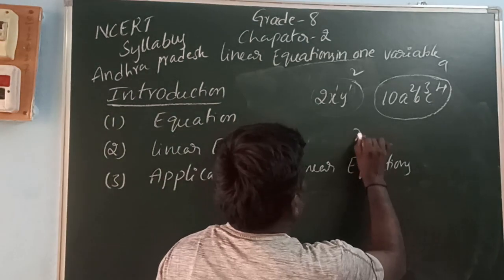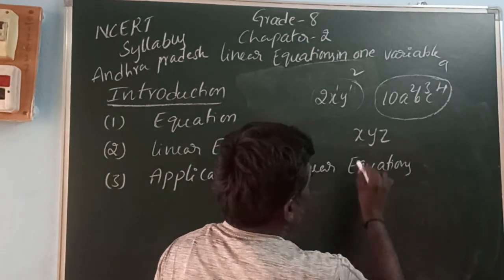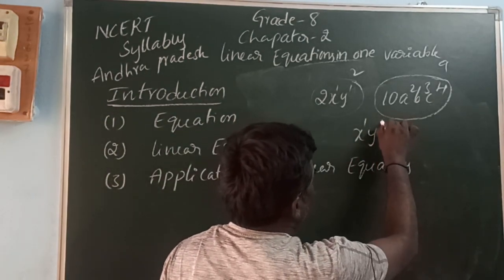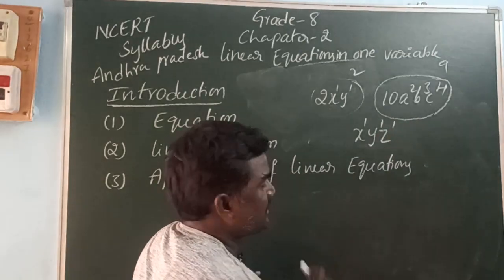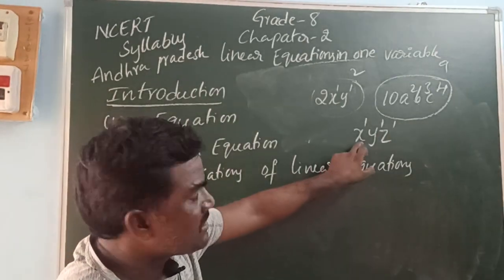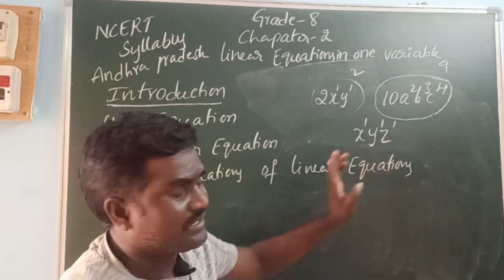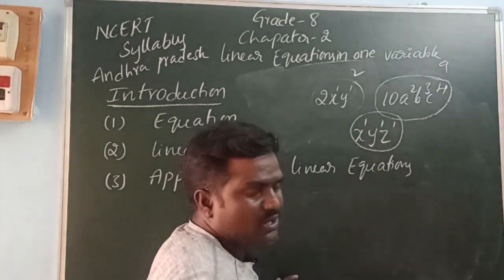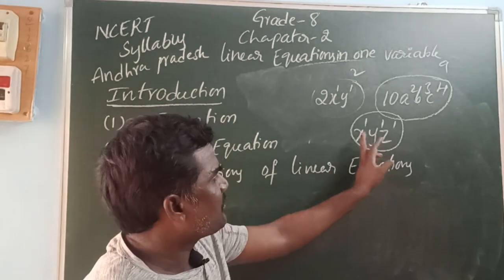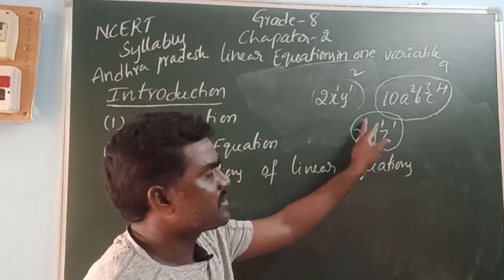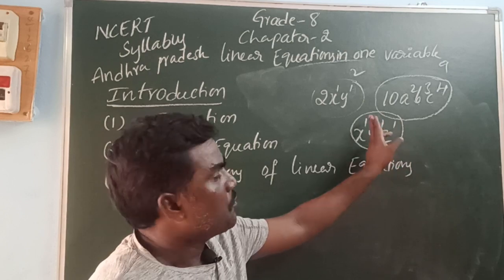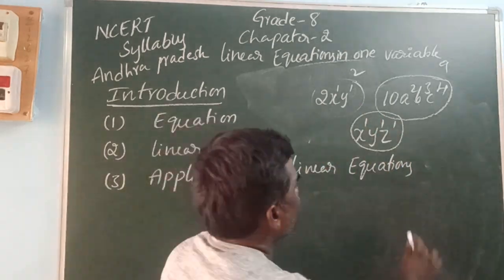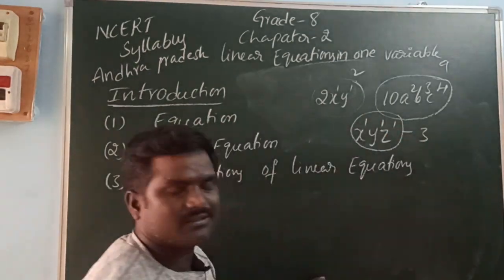Okay, for example, xyz. x power is 1, y power is 1, z power is 1. Okay, it is a term. Which binary operation here? Into: x into y into z. So, here the sum of powers of variables of a term is called degree. How many variables are there? x, y, z. x power is 1, y power is 1, z power is 1. 1 plus 1 plus 1, how much? 3. So, 3 is the degree of this term.